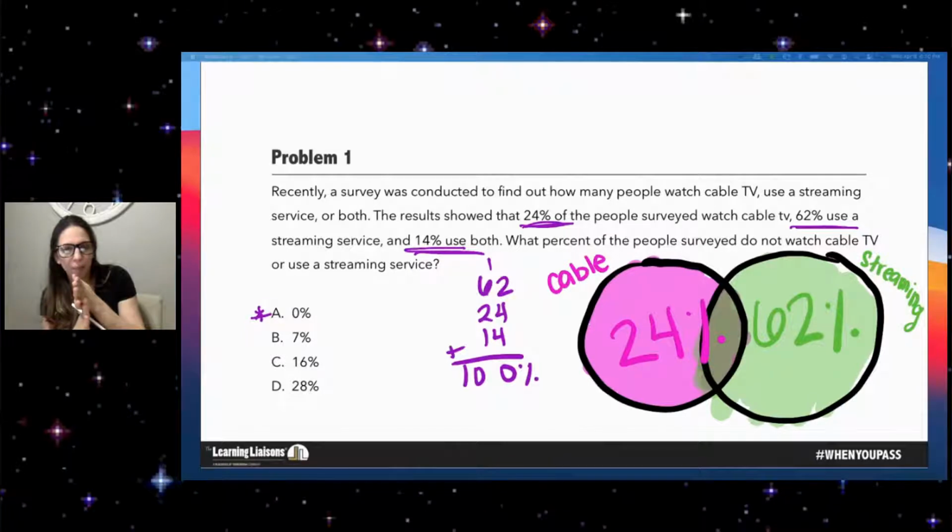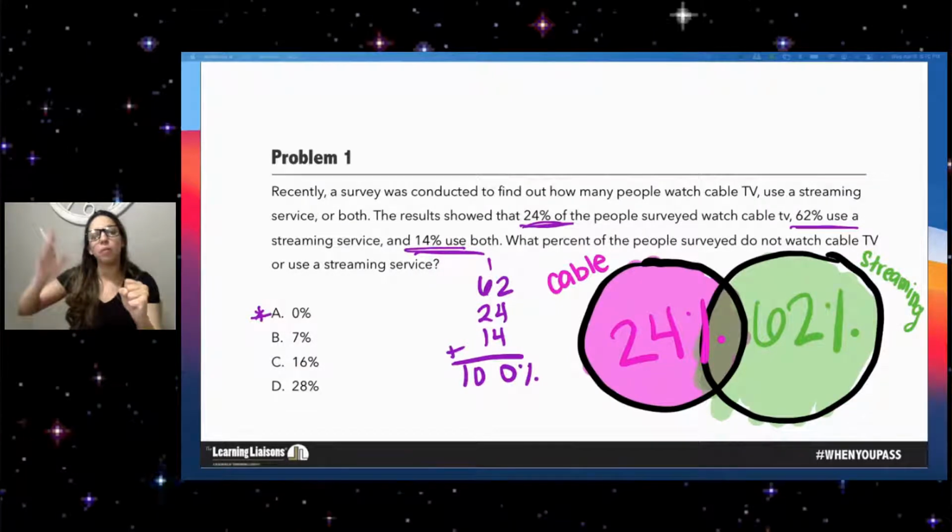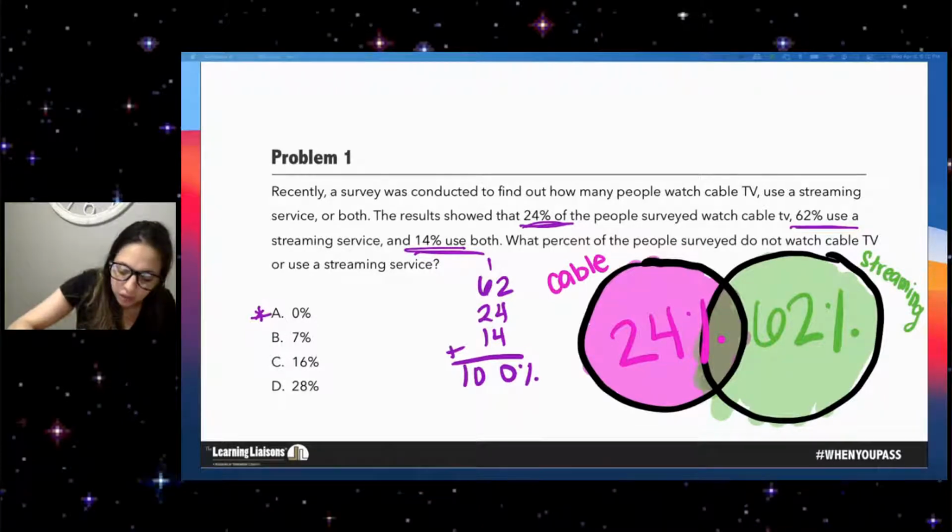So what we really want to know is how many people watch only cable and how many people watch only streaming, and then we have that overlap, which is both. So what I have to do to figure that overlap out, let me erase this really quick.